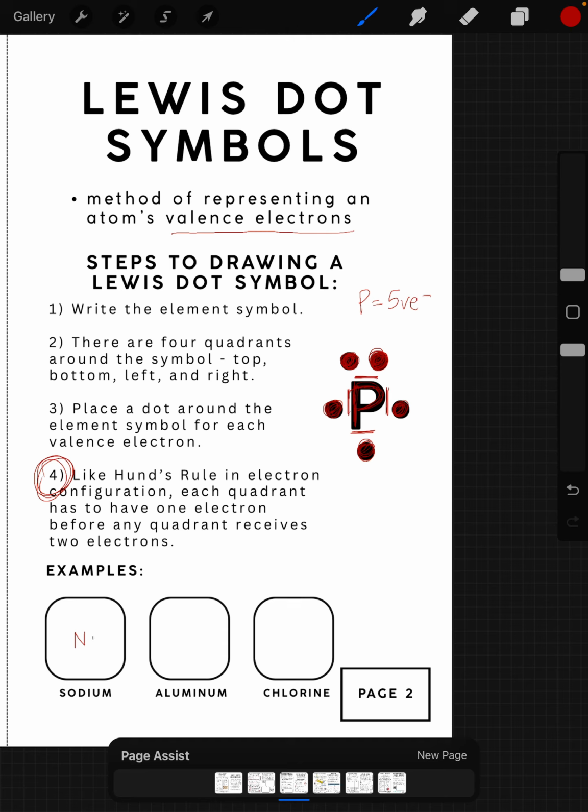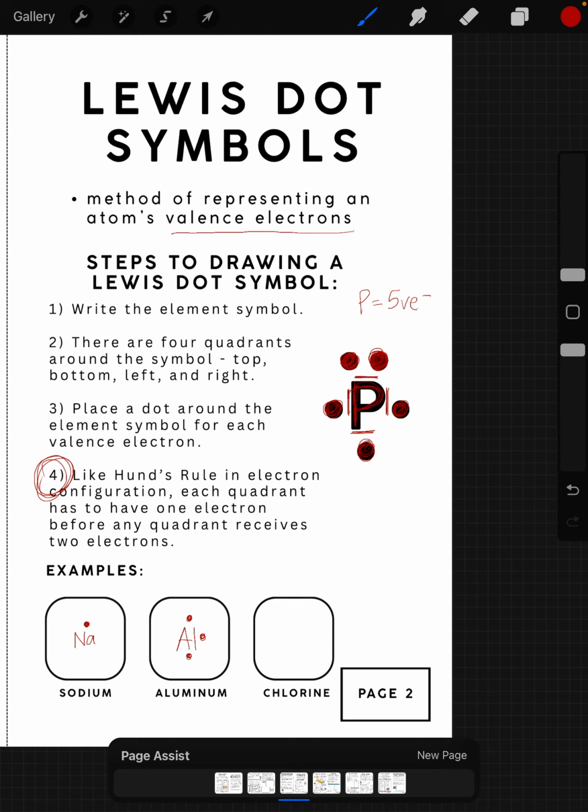So sodium, first thing you're going to do is you're going to write that element symbol, which is Na. You're going to recall that sodium is in that first column in the alkali metals family, so it's only going to have 1 valence electron. So there is its Lewis dot symbol. The next one is aluminum. Aluminum is in column 13 or 3A, depending on what system you're using, which means that it has 3 valence electrons. So I'm going to go ahead and write Al for aluminum, and then I'm going to count 1, 2, 3 valence electrons.